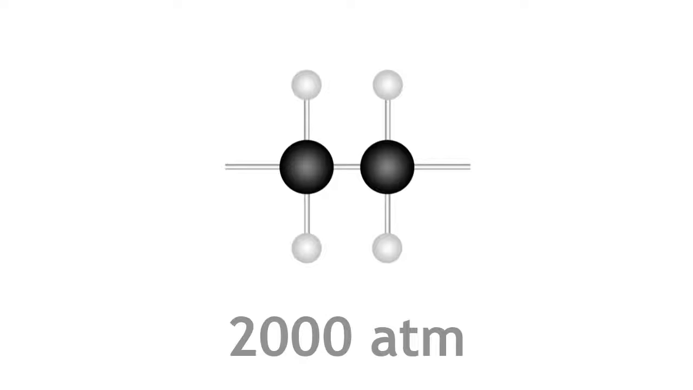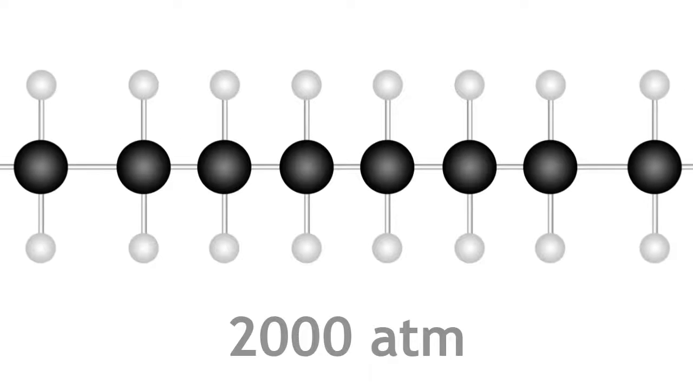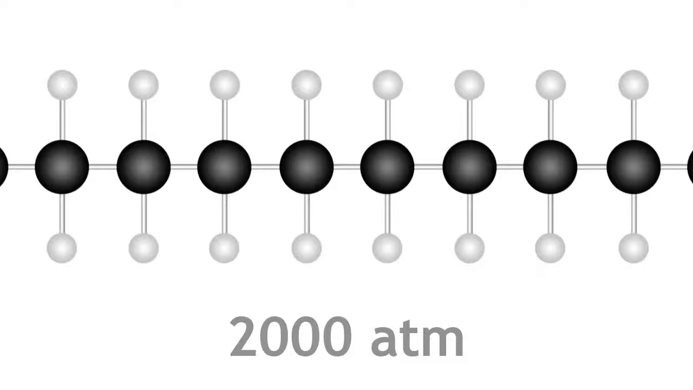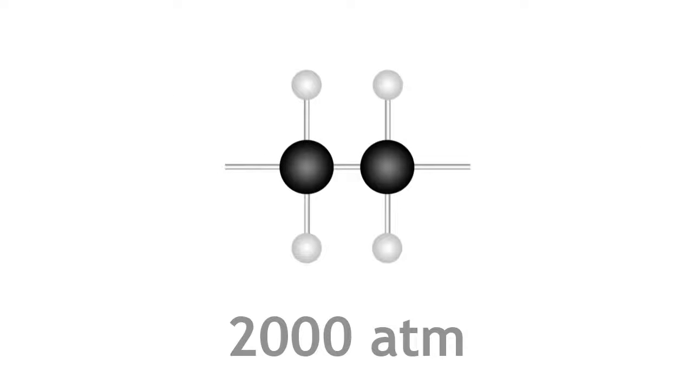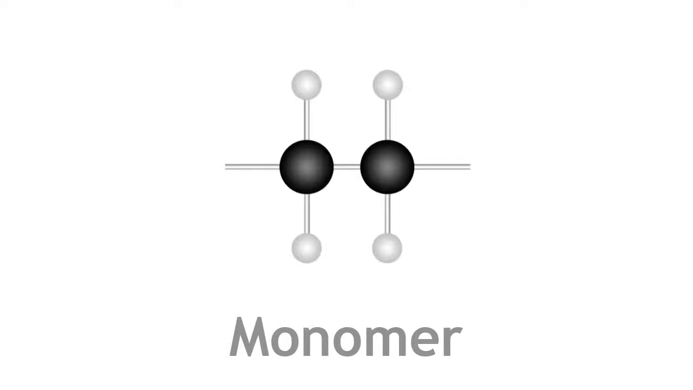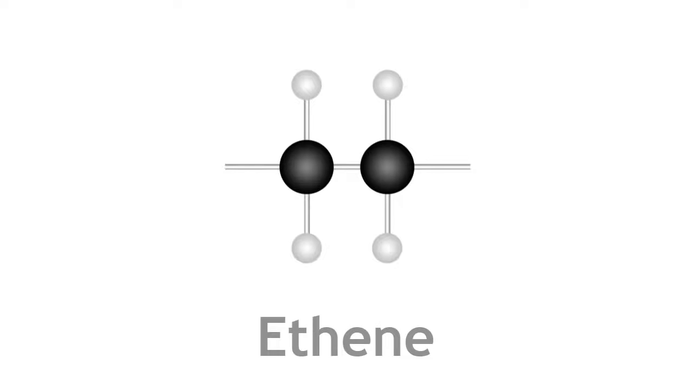of 2000 atmospheres. When the double bond breaks, adjacent molecules link together to form very long molecules of this repeating unit. The repeating unit is known as the monomer. So for example, in polyethene, the monomer is ethene.